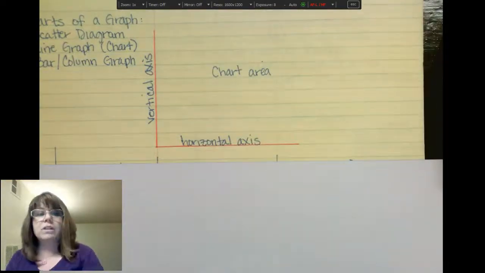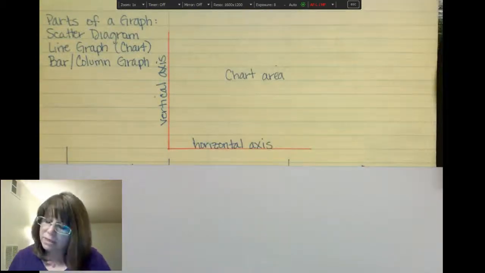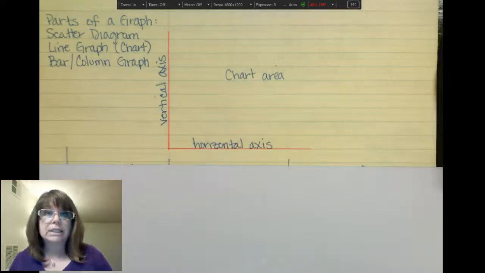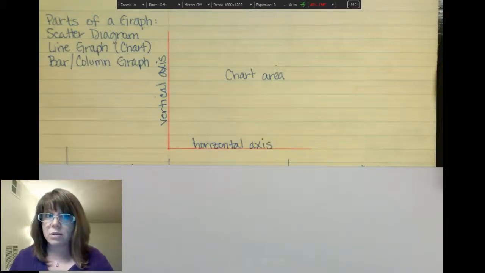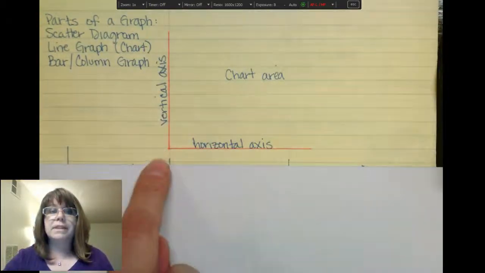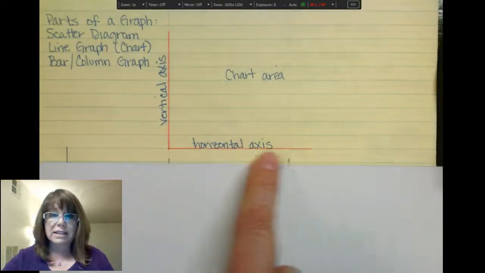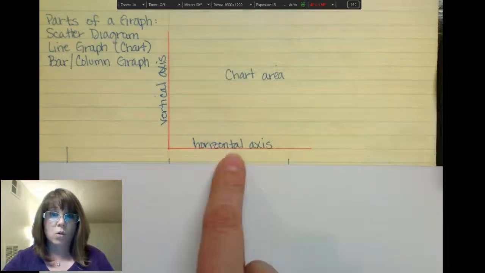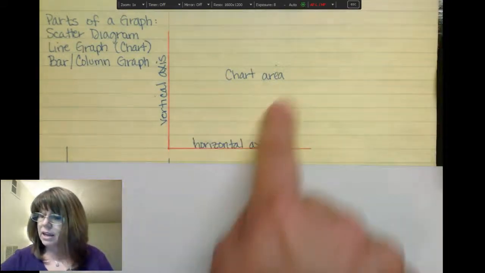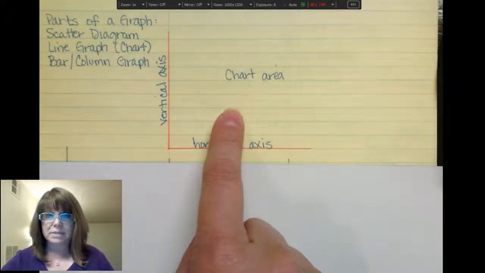When we look at a typical graph, or chart, we're going to be talking primarily about line graphs, but this also holds for scatter diagrams and bar and column graphs, which we'll show you in just a second. Typically we have a line that runs up and down, a vertical axis, and one that goes left and right, our horizontal axis. The blank area is our chart area, and this is where our data is kept.